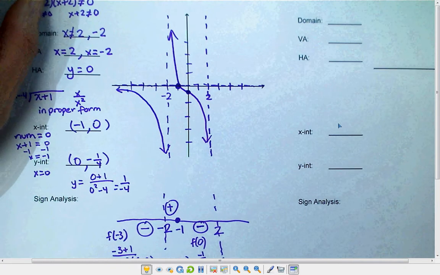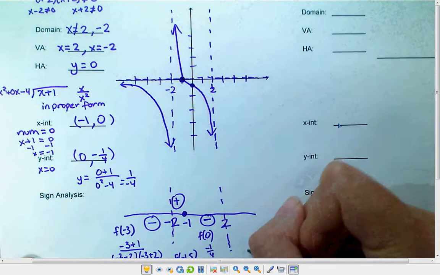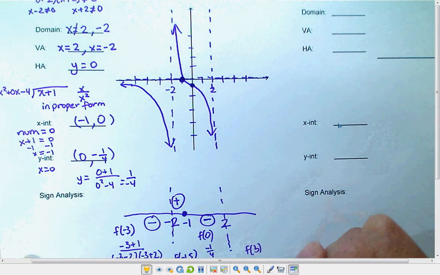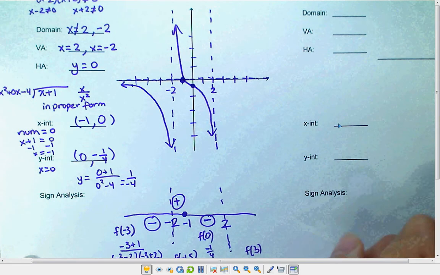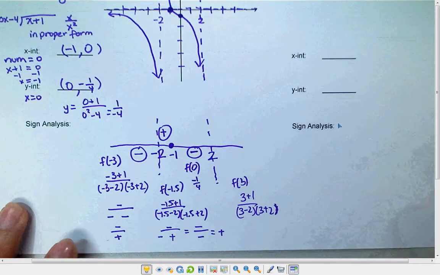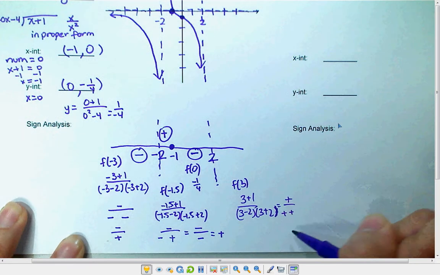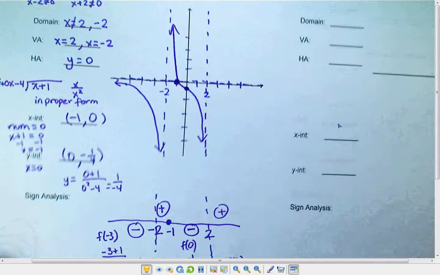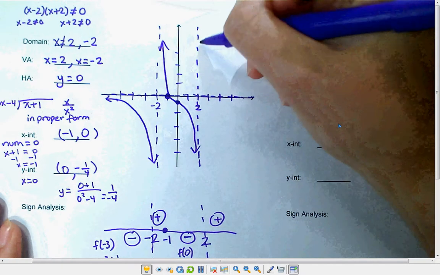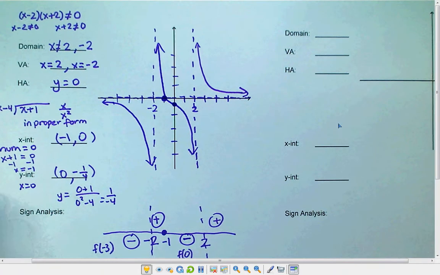And we have one last section. Let's pick a number bigger than 2. So let's say 3. When we plug in 3, it's going to be 3 plus 1, 3 minus 2 times 3 plus 2. So this is going to be positive, positive, and positive. So positive divided by positive is still going to be positive. So this section right here is now going to be above my x-axis. So I know it's going to open towards the asymptotes again, on top of the asymptote. So this is my final graph for number 1.